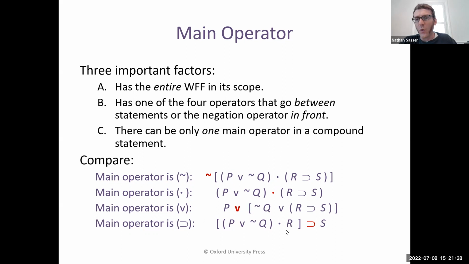Now, why couldn't the main operator be this dot, for example? Well, because this conjunction only ranges over the R and over everything in the parentheses. But what does it leave out? It leaves out the S, right? And this logical operator here. The same goes for any of these other logical operators that aren't the main operator. They don't range over everything in the well-formed formula.